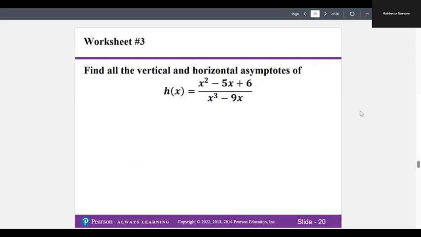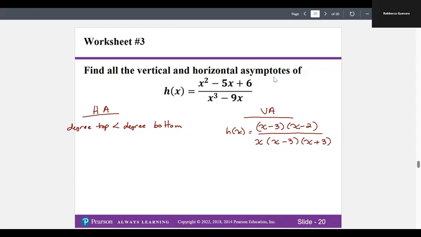And then for your last problem, you have h equals x squared minus 5x plus 6 over x cubed minus 9x. We just want to find both vertical and horizontal asymptotes. Take a moment and work on that.